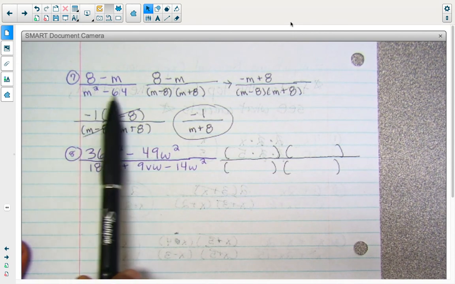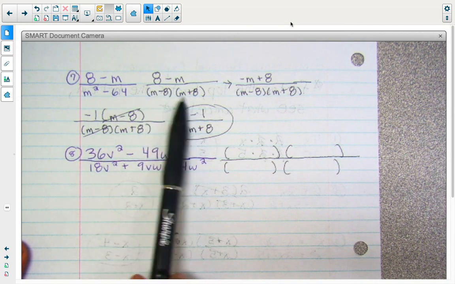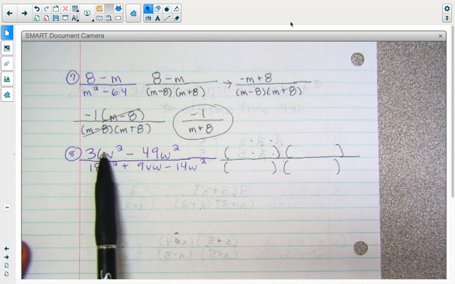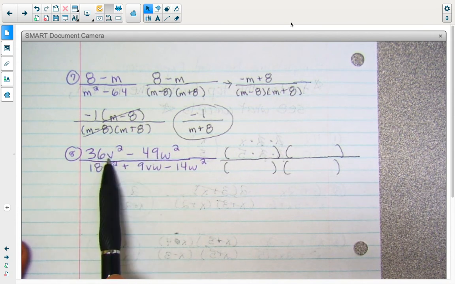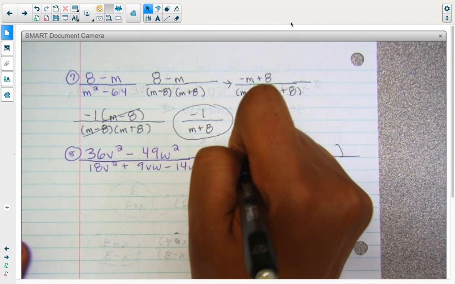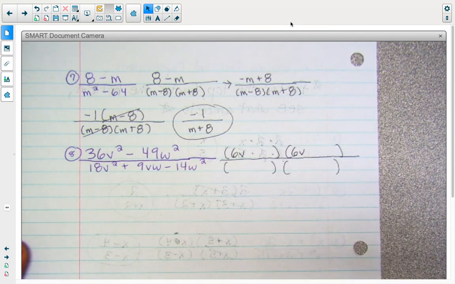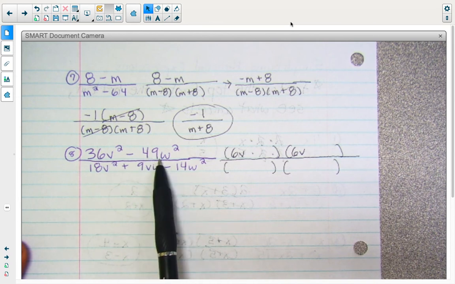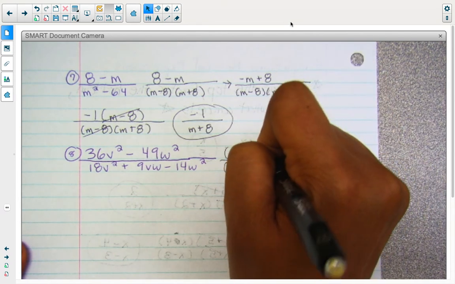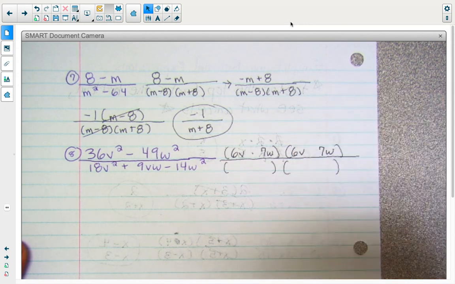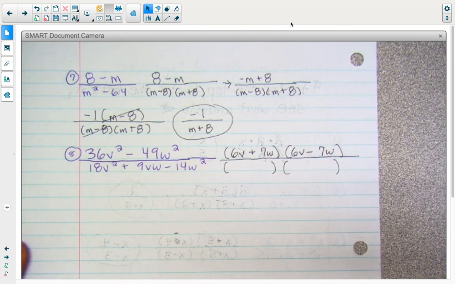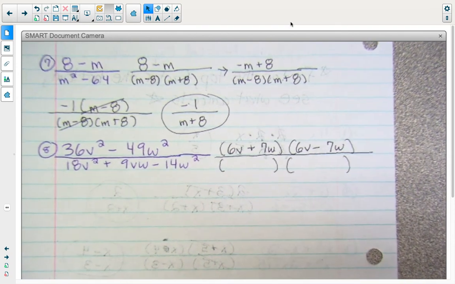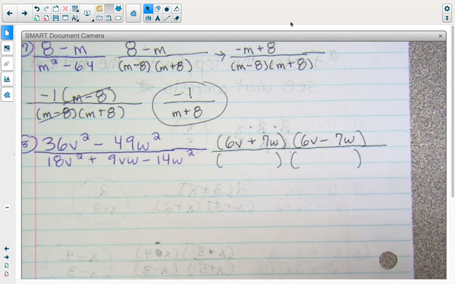So it's going to factor how we did the m squared minus 64. It's going to be the same factor, but one's going to be minus and one's going to be plus. 36v squared is 6v and 6v. 49w squared is 7w and 7w because they're both perfect square numbers. One's positive, one's negative. So that is our numerator: 6v plus 7w and 6v minus 7w.